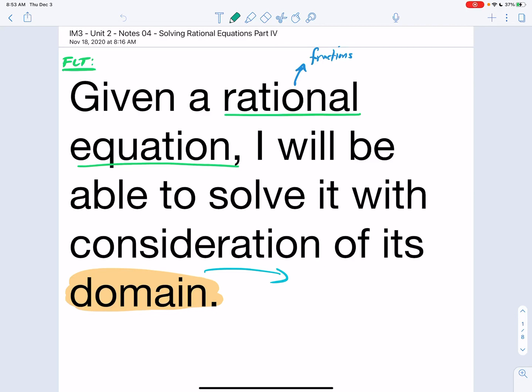Hey you guys, this is Unit 2 Notes number 4. So we're actually approaching our fourth lesson on solving rational equations. As you've noticed, it gets progressively more critical in terms of the moves that you make, but not necessarily more difficult, okay? Same FLT. So press play whenever you're ready, okay?